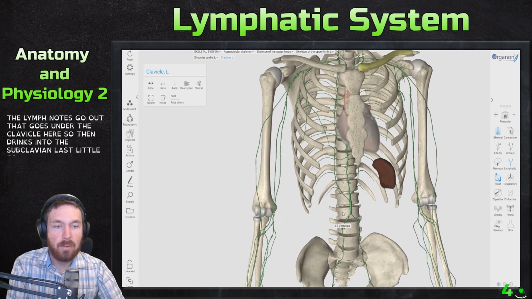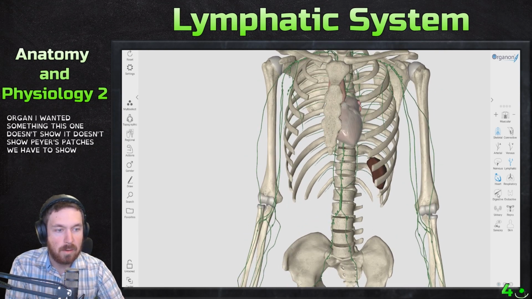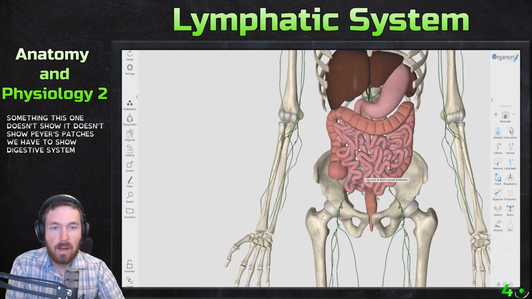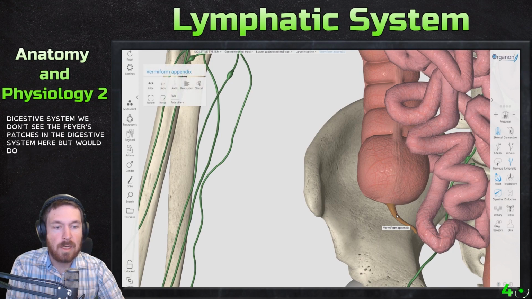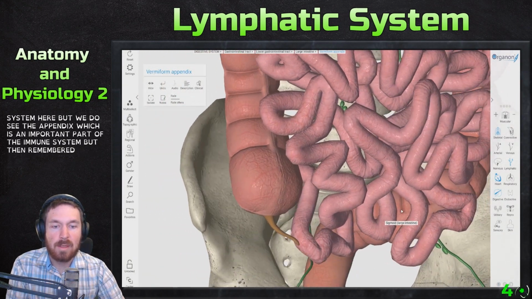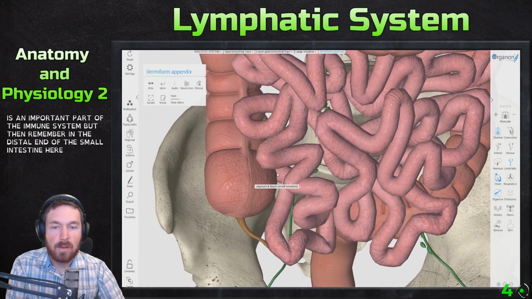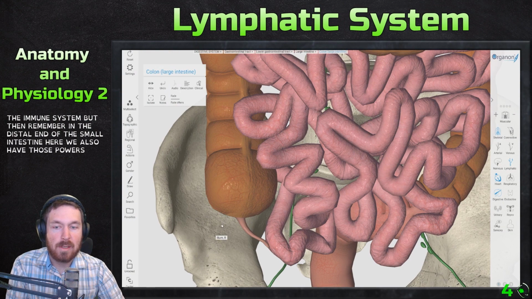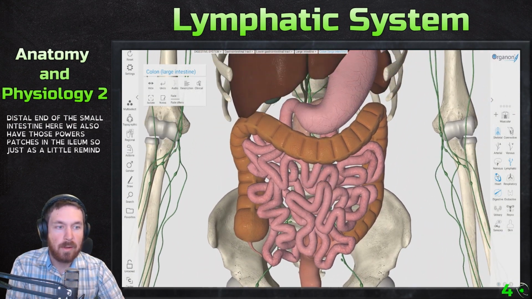Last little organ I wanted to show: one thing this one doesn't show is Peyer's patches. We have to show the digestive system for that. We don't see the Peyer's patches in the digestive system here, but we do see the appendix, which is an important part of the immune system. But then remember, in the distal end of the small intestine, we also have those Peyer's patches in the ileum. So just a little reminder there.